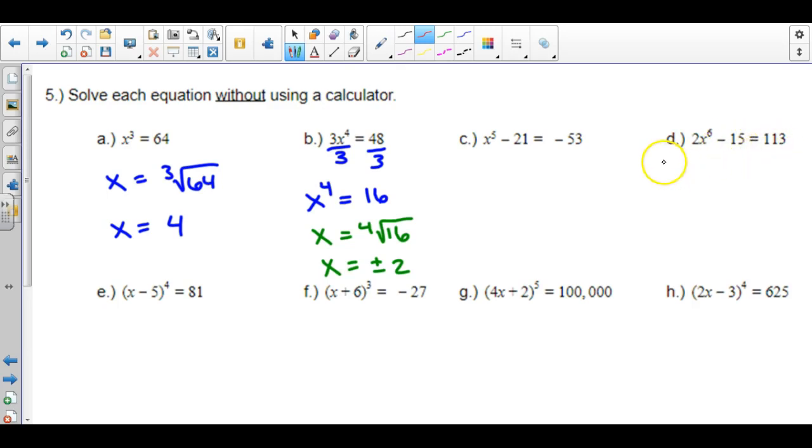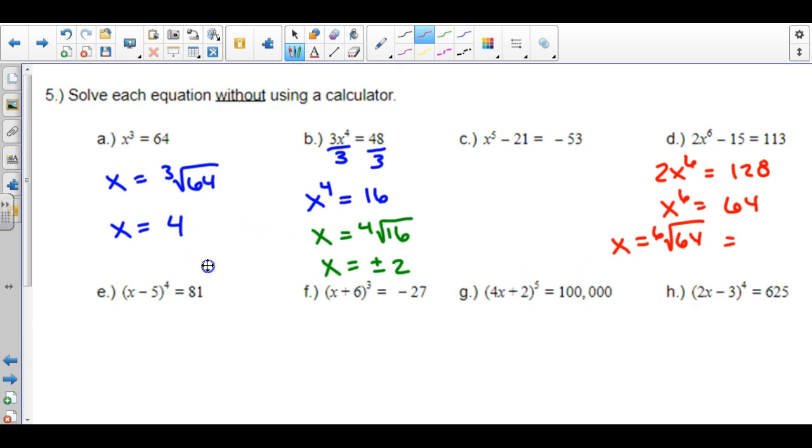I'm going to add 15 to both sides first, and that's going to give me 128. Again, we're going to isolate the variable here first before I take the 6th root. So I'm going to divide both sides by 2, and that's going to give me 64. And then we are taking the 6th root of 64, which sounds kind of weird.